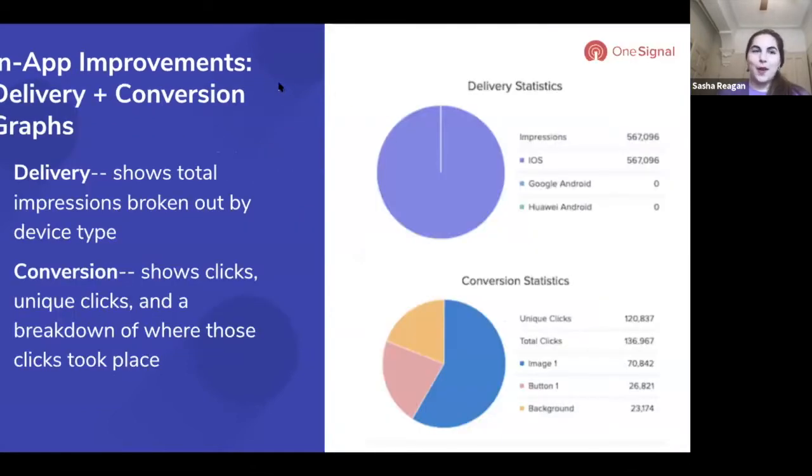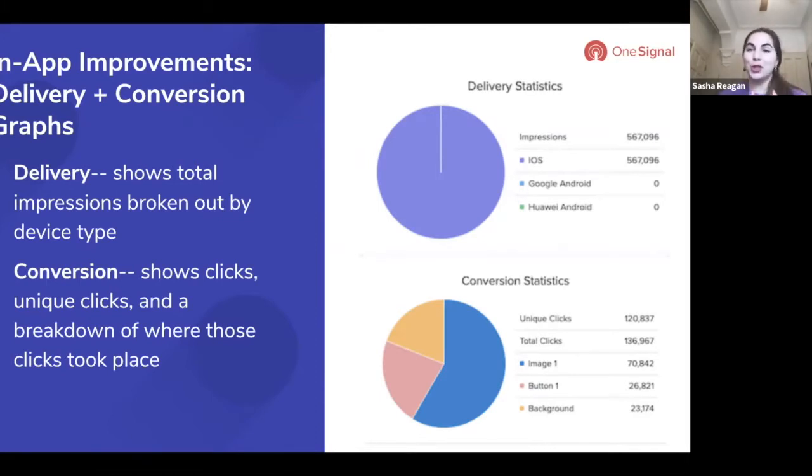The next piece that we've added to our in-app product is delivery and conversion graphs. If some of you are familiar with sending push with us before, the delivery statistics graph will look somewhat familiar as we have a version of that for push as well. What this is going to do is allow you, out of your total number of impressions, to get a breakdown of device type that they are being sent to, whether it's iOS or Android. You'll be able to see from your user base who's receiving the in-apps and of those impressions, who has what type of device.